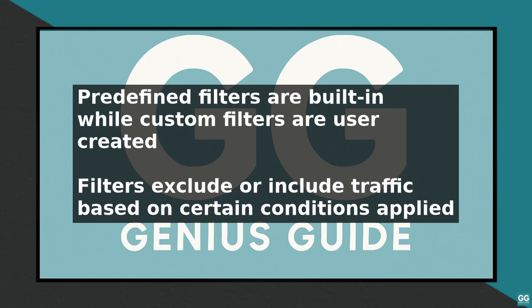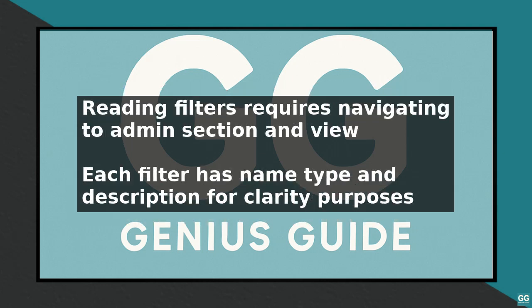Let's look at an example of a filter. Suppose you have a filter named Exclude Internal Traffic. This filter is a predefined filter that excludes traffic from your internal IP address. The description of this filter would tell you that it excludes traffic from the IP address range of your company's internal network.